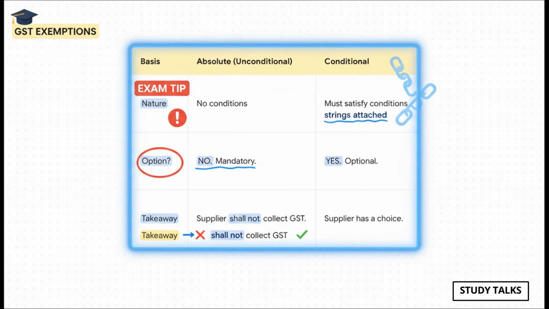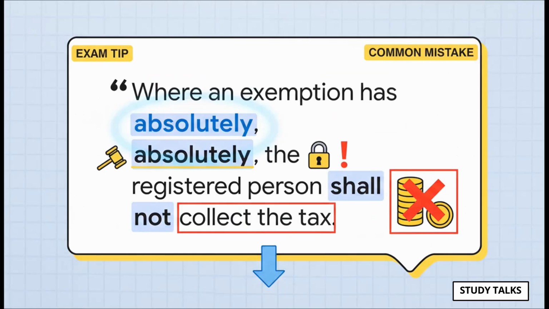But an absolute or unconditional exemption, it's the complete opposite. There are no conditions, and there is no choice. And here's the knockout punch. It is mandatory. You shall not collect tax. It's not up for discussion. Let that just sink in for a second. When an exemption is absolute, the law doesn't care what you or your client wants. The choice is taken away from you. The exemption is mandatory. You are legally forbidden from charging GST on that supply.